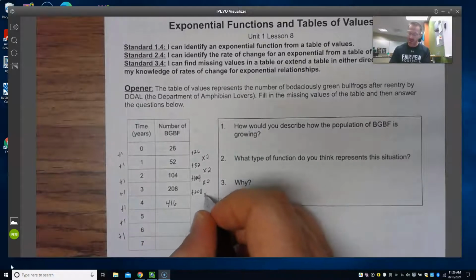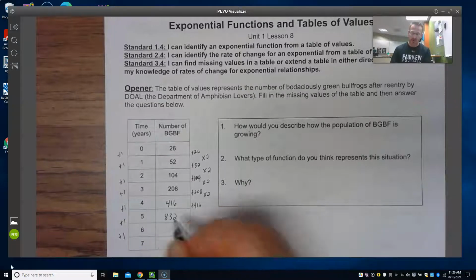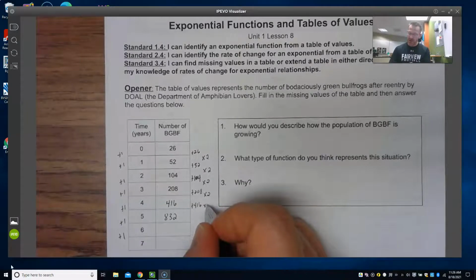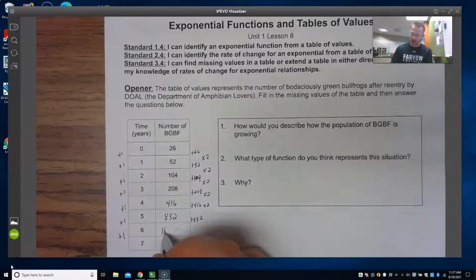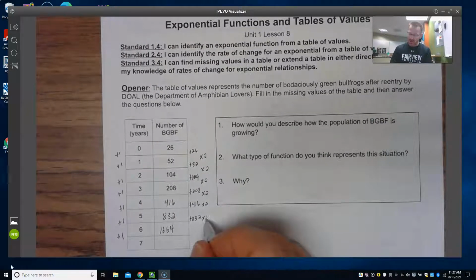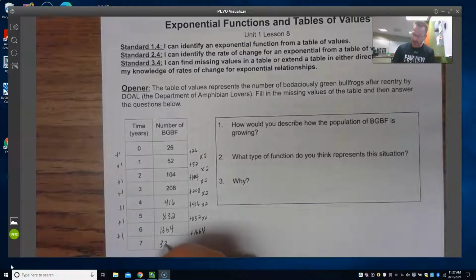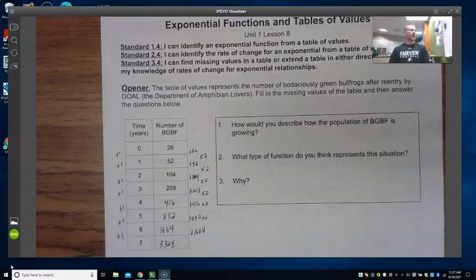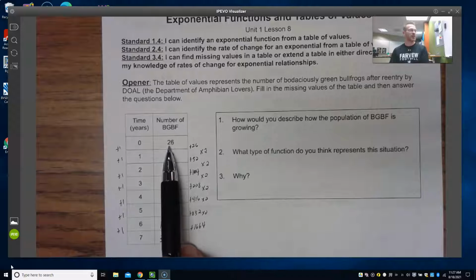And then I want to multiply this by 2. So I'm going to add another 416. So now it's up to 832. And I want to multiply this by 2, so I'm going to add another 832. So this is 1664. Then I'm going to multiply this by 2, so I'm going to add another 1664. And if I do that, let me do this real quick, that's 3328. So after 7 years, those bodaciously green bullfrogs went from a population of 26 to 3,328.